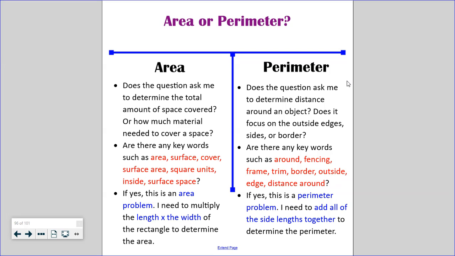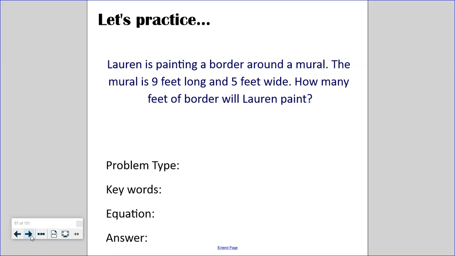Well, for perimeter, you want to think things like, does the question ask me to determine the distance around an object? Does it focus on the outside edges, the sides, or the border? Are there key words in the story or in the question, such as around, fencing, frame, trim, border, outside, edge, or distance around? Those are phrases and words that all refer to perimeter, the perimeter of something. So if the answer is yes, then it's a perimeter problem. So to solve it, you need to add all of the side lengths together to determine the perimeter. So let's practice a couple of stories.